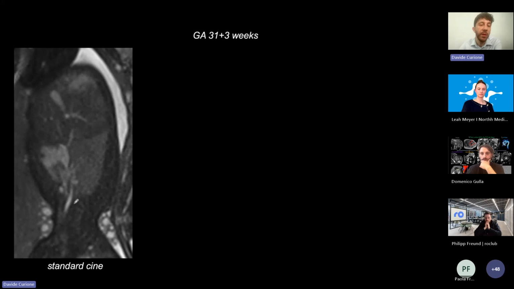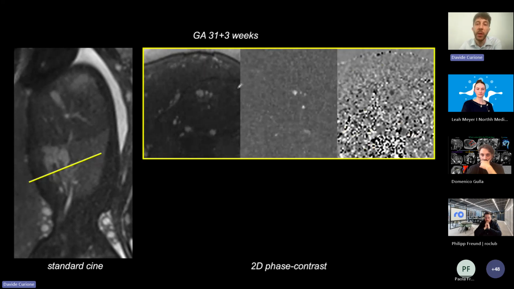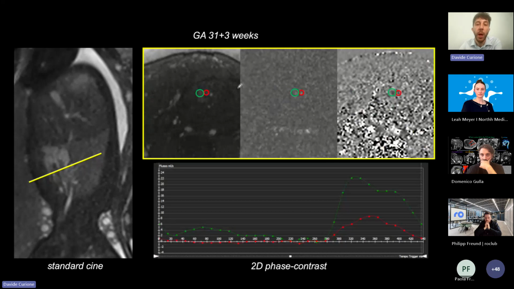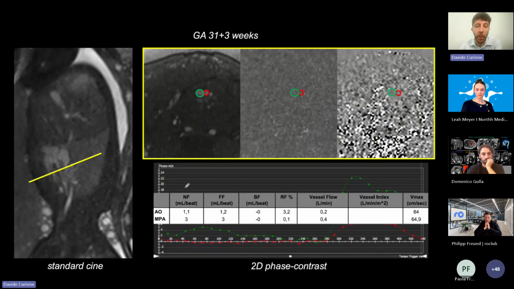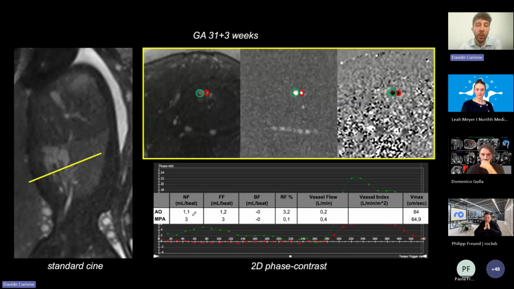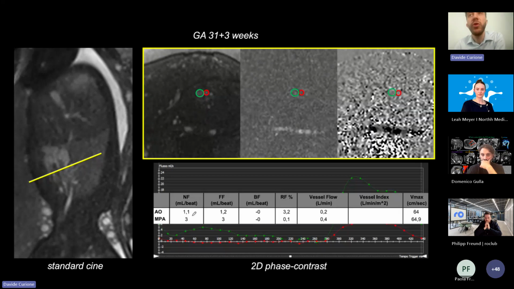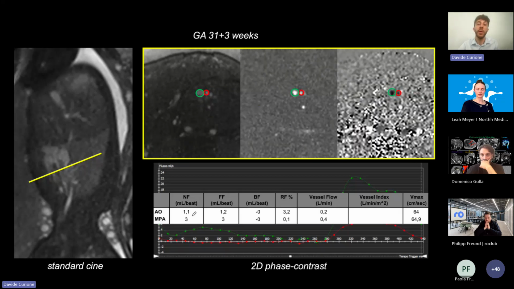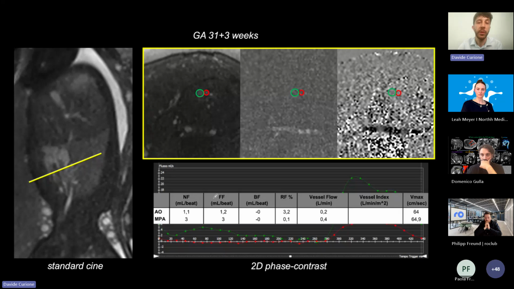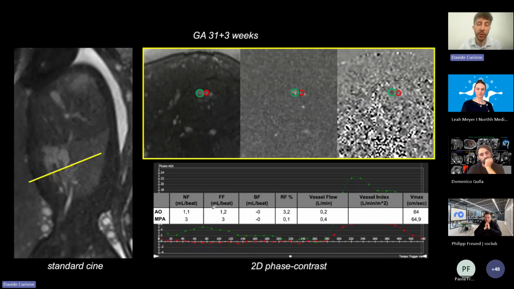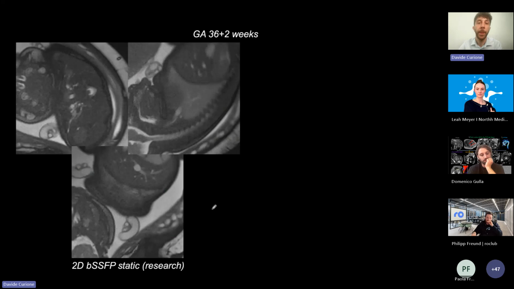And given these anatomical findings, we decided to perform flow acquisitions and to quantify the flows. And as you can see, the pulmonary artery flow was about 3 times higher than the aortic flow, suggesting that there was a reduced antegrade systemic output and raising the concern for ductal dependence of the systemic circulation, which was already reported by echocardiography.